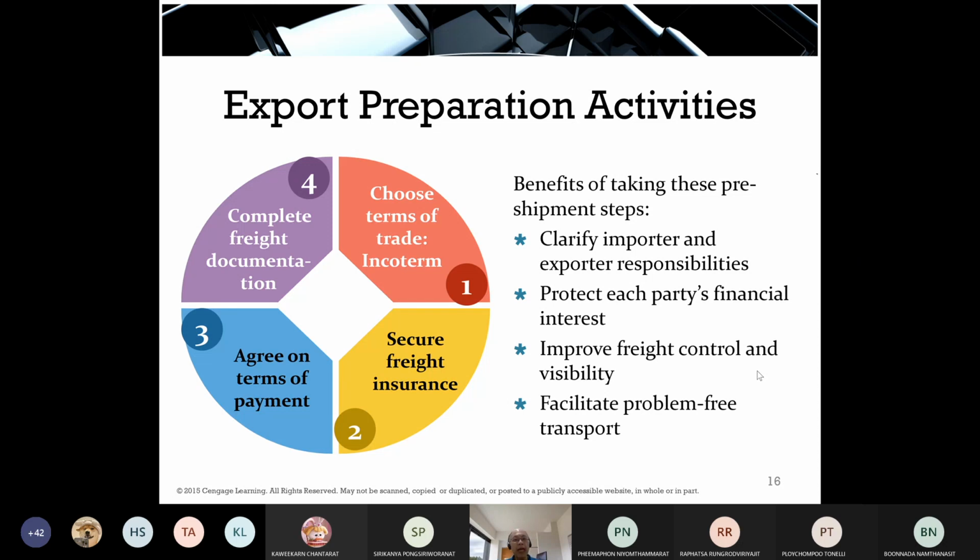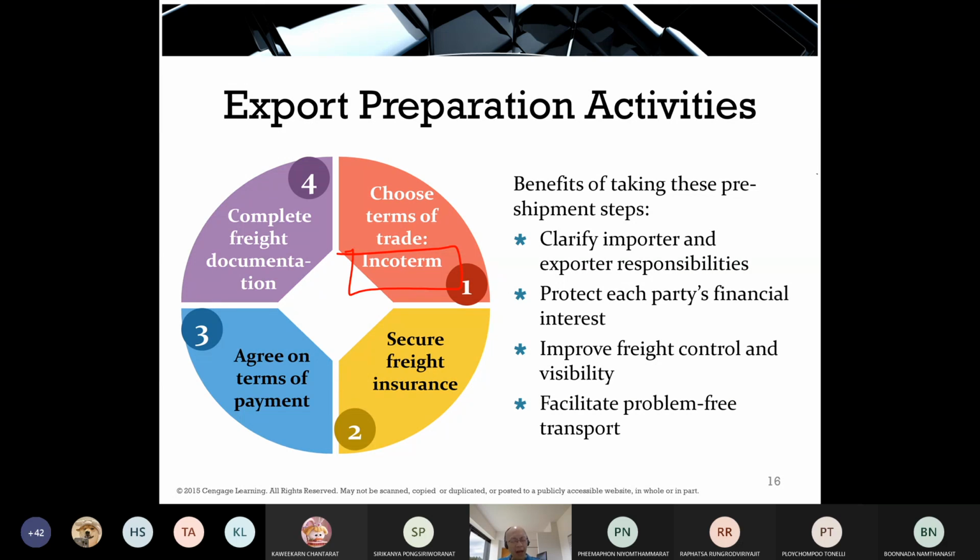Export preparation activities begin with number 1: choose the term of trade, or Incoterm. We call it Incoterm, the term of trade. Usually as a buyer, you only care about the product price, quality, and quantity of the products.